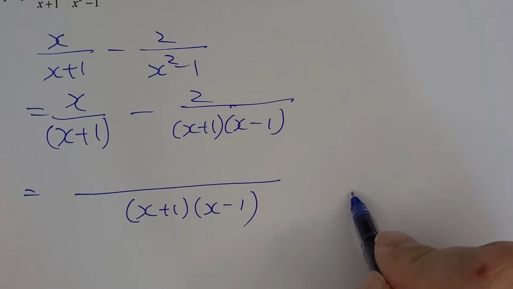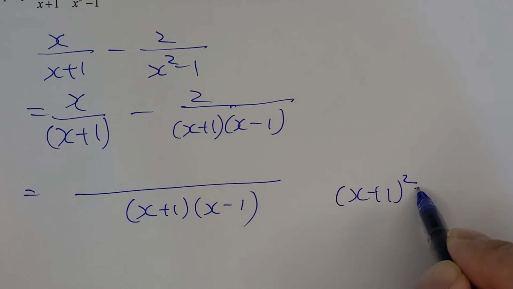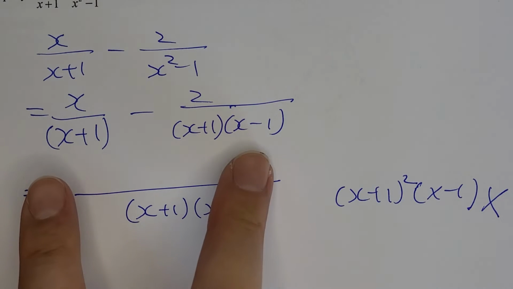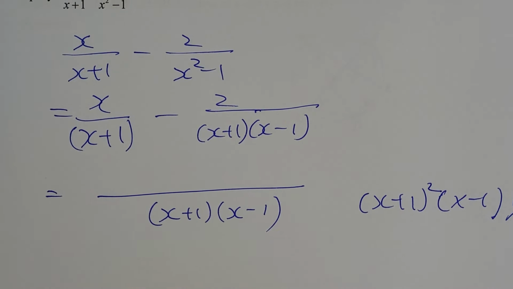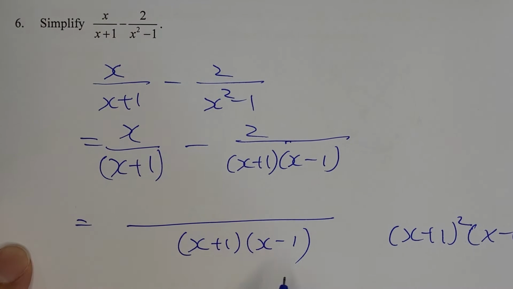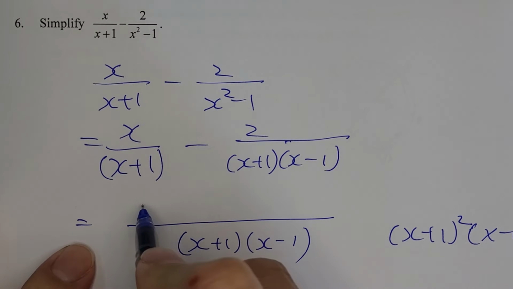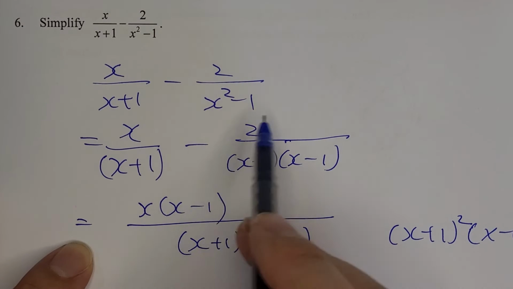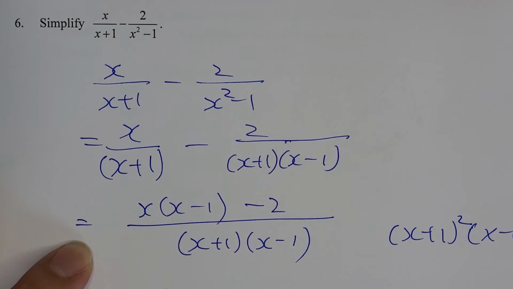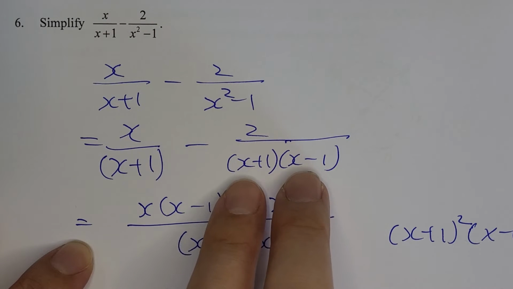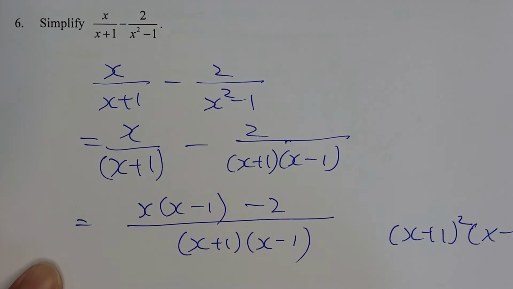Some of you just multiply them together, become x plus 1 all squared times x minus 1. That's not the good way to do it, okay? Remember, always find the LCM of these two denominators. So the first one, originally, that is x plus 1 only. Now you have x minus 1 here. So in the numerator, you need to write down this one, x times x minus 1. And for the second fraction, it's just negative 2, because it has two factors in the denominator already.